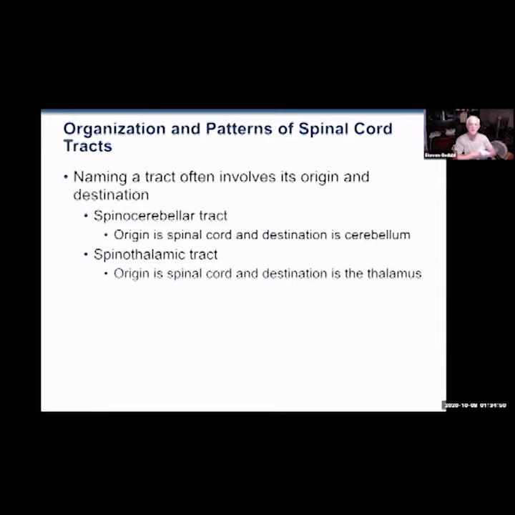Naming a tract oftentimes involves its origin and its destination. So when you see the name of a certain tract, you know where it starts and where it ends. The spinocerebellar tract originates in the spinal cord and ends up in the cerebellum. The spinothalamic tract originates in the spinal cord and ends up in the thalamic nuclei in the middle of the brain. The thalamus is a relay center of the brain where a lot of information comes in, and it gets transmitted into the cerebral cortex of the brain.